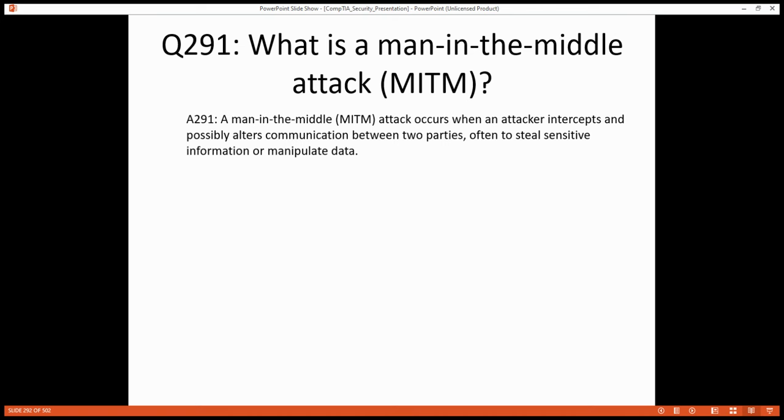Q291. What is a man-in-the-middle attack (MITM)? A291. A man-in-the-middle (MITM) attack occurs when an attacker intercepts and possibly alters communication between two parties, often to steal sensitive information or manipulate data.